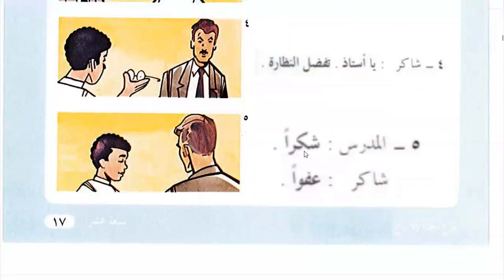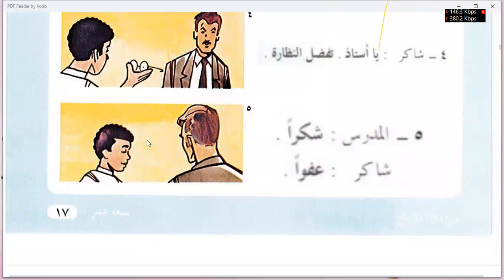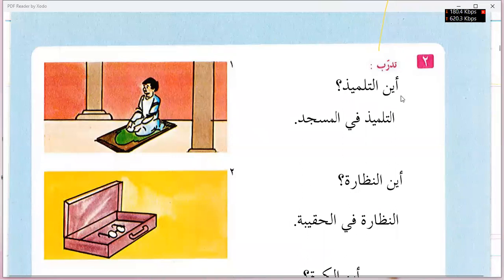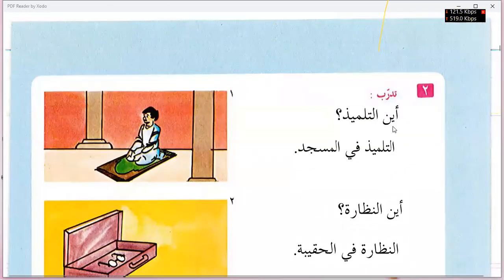Al-Mudarris: Shukran, say thank you. Shakir: Afwan, you are welcome. If anyone has any question, they can ask me. Mr. Durka, do you have any question? Please, teacher, I want to read. You want to read? Okay. Yes, I will give you a chance, okay? You will read this page. In this page, we don't have anything new. Old vocabulary only. So okay, read this.